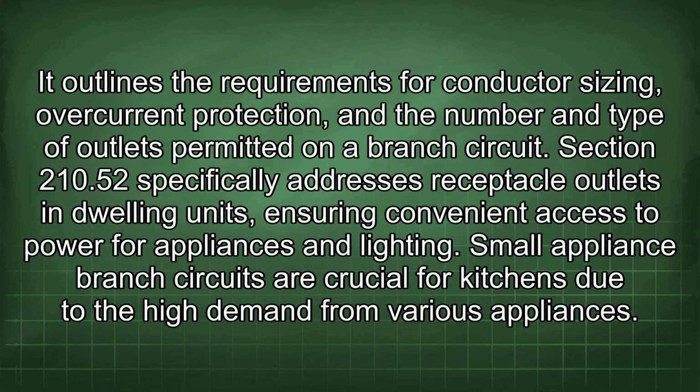It outlines the requirements for conductor sizing, overcurrent protection, and the number and type of outlets permitted on a branch circuit. Section 210.52 specifically addresses receptacle outlets in dwelling units, ensuring convenient access to power for appliances and lighting. Small appliance branch circuits are crucial for kitchens due to the high demand from various appliances.